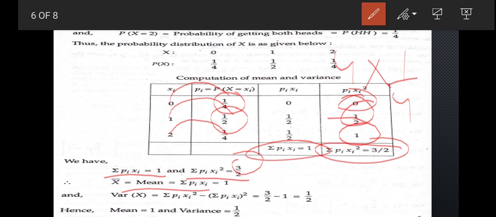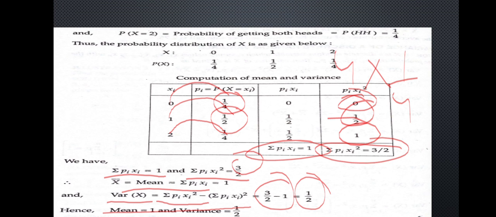So mean we have got, the summation of pi xi, equal to 1, and the variance formula is summation of pi xi square minus summation of pi xi whole square, which is equal to 3 by 2 minus 1. So this value is 1 by 2. So this is all about it: mean is equal to 1 and variance is 1 by 2.